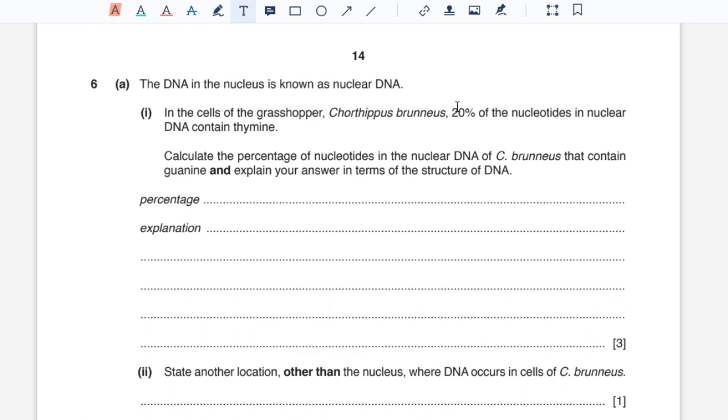So if 20% of nucleotides are thymine, that means another 20% would be adenine. Sum that up and you get 40. Subtract that from 100 and you'd get 60. And half of those are going to be guanine, whereas the other half are going to be cytosine. So you have the percentage of guanine as 30, and the reason is due to complementary base pairing. Adenine binds with thymine, guanine binds with cytosine, because of which they have equal percentages.